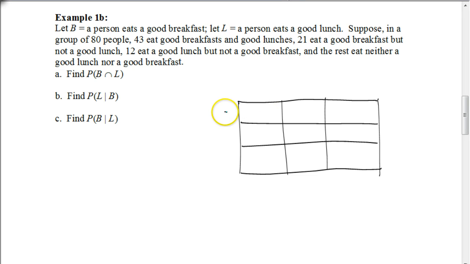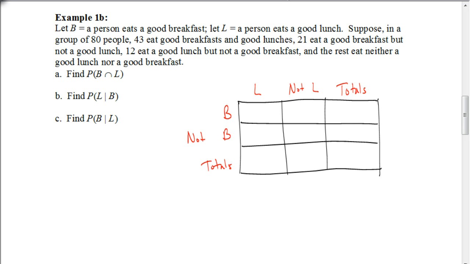So let's say here we have that they eat a good breakfast. Well, remember, if you have a situation where you eat a good breakfast, there's going to be a flip side of that where we don't eat a good breakfast. So we'll just call that not B. And we could have a situation where we have a good lunch, and we could have a situation where we do not have a good lunch. Again, the reason why I use L and B here is L is already representing a good lunch, and B is already representing a good breakfast. And then lastly, we're going to have our totals. That'll help us when we have to find the probabilities.